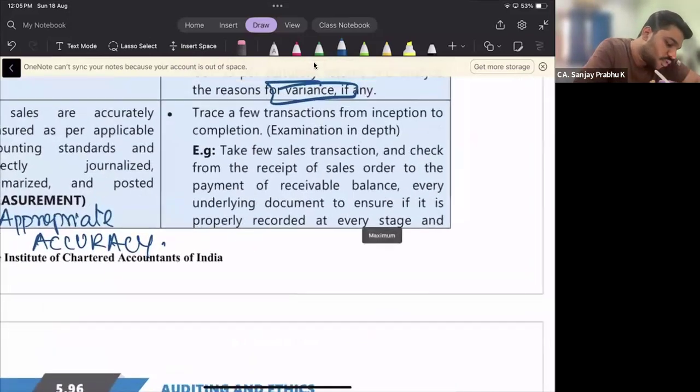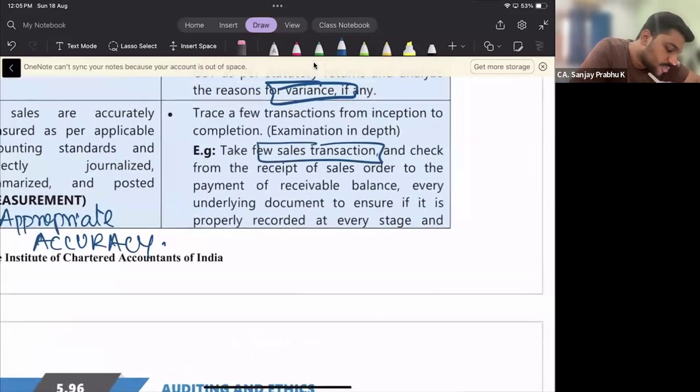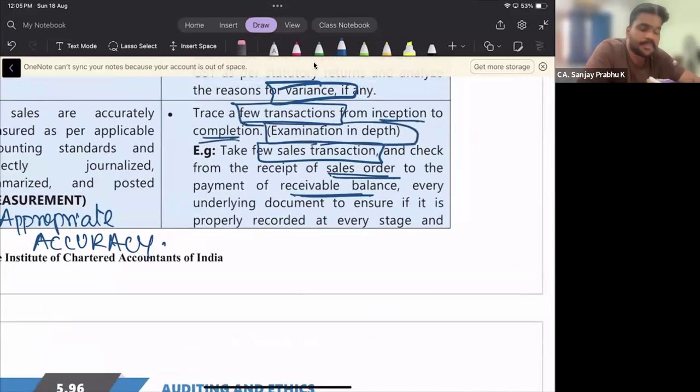First one, take few sales transactions. Check from the receipt of sales order to the payment of receivables. Trace few transactions from inception to completion. Examine in depth. Take few transactions on sample basis and check from the inception to completion. Check from the date on which the sales order has been received till the sales has reached the customer. Complete thing you have to verify. Examination in depth.